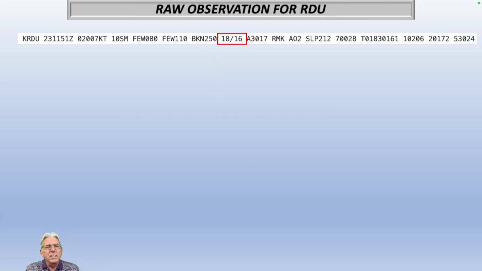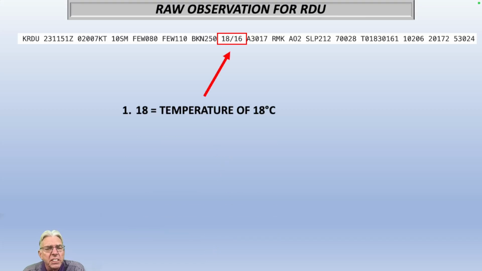Next, the temperature, 18/16. The 18 is the temperature in degrees Celsius. To convert that to Fahrenheit, you take 9/5 or 1.8 times that number and then add 32, and you've got your Fahrenheit reading. It's about 64. And then 16 is the dew point temperature in degrees Celsius.